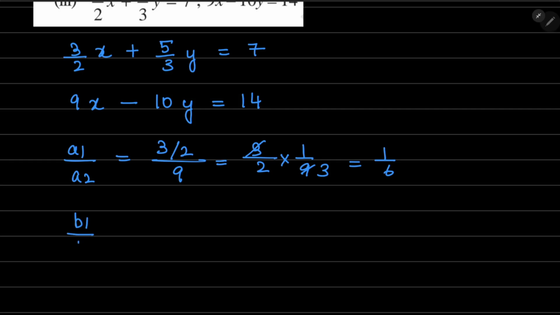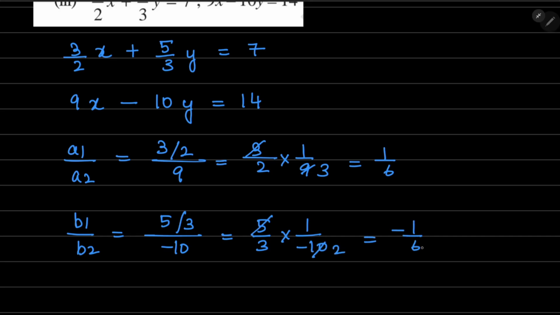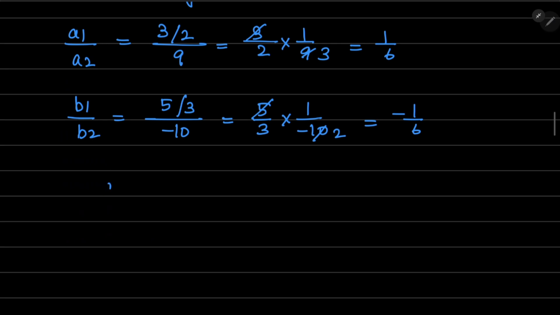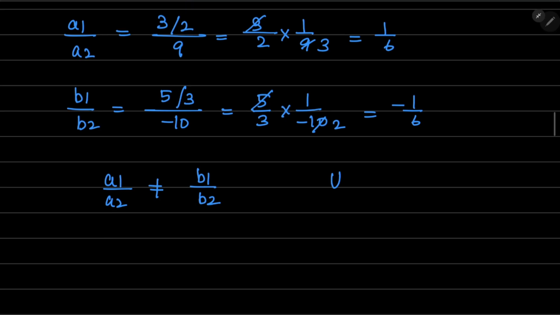So what is your b1 by b2? 5 by 3 divided by minus 10. Remember the sign. So this is nothing but 5 by 3 multiplied by 1 by minus 10. Again, here it is minus 1 by 6 that you are getting. So here itself you will see a1 by a2 is not equal to b1 by b2. This is what we have found. And when the two ratios are not equal, that means it has a unique solution.